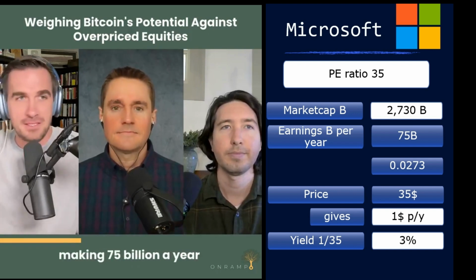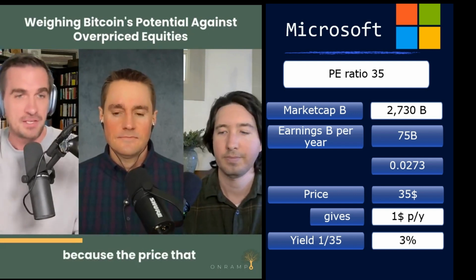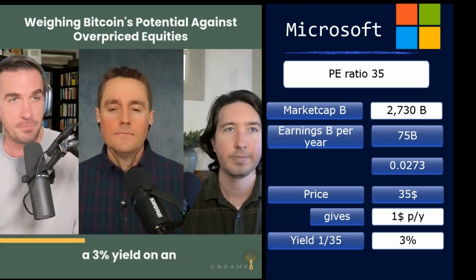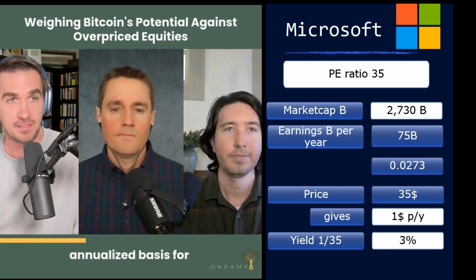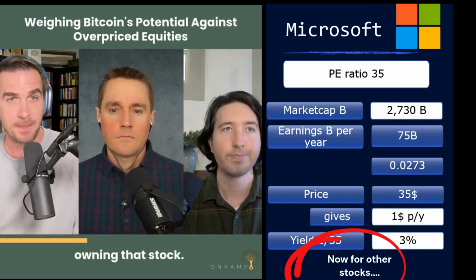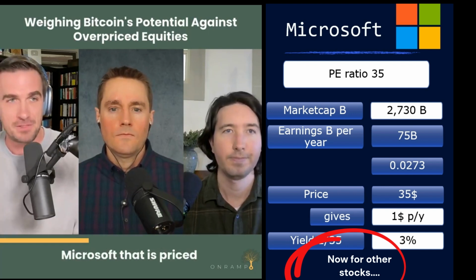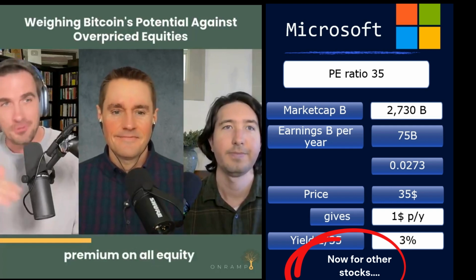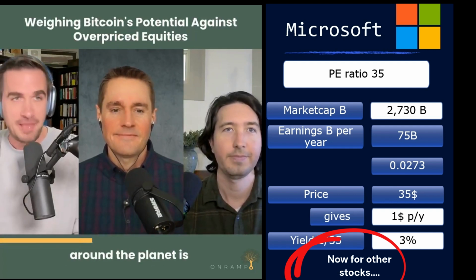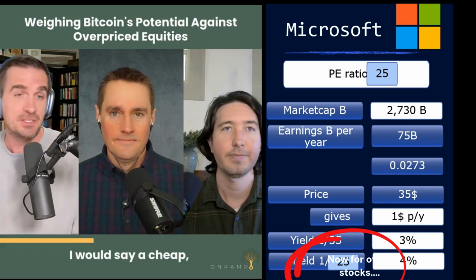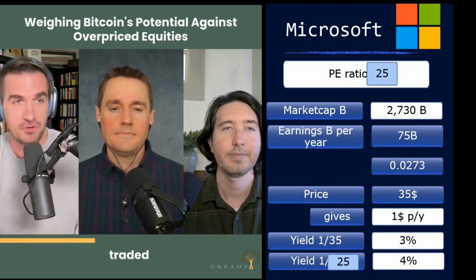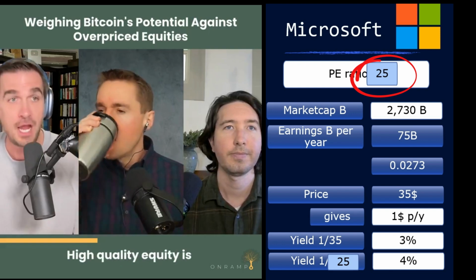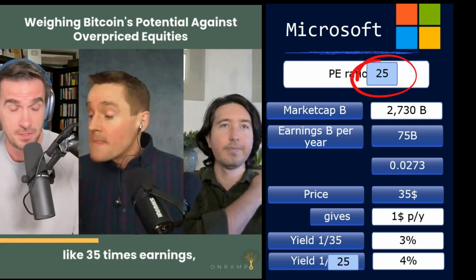So even though they're making $75 billion a year, because the price that you're going to pay to own it is so incredibly high, you're only going to get a 3% yield on an annualized basis for owning that stock, okay? It isn't just Microsoft that is priced so expensively. The premium on all equity around the planet is really, really high. For publicly traded businesses, cheap equity is like 25 times earnings. High quality equity is like 35 times earnings, like Microsoft.